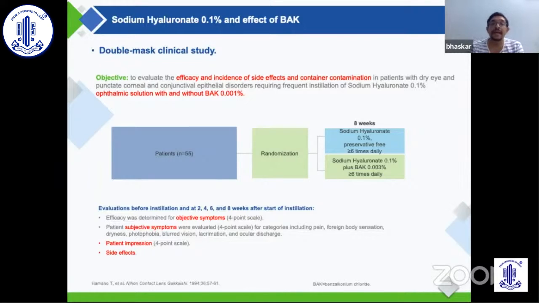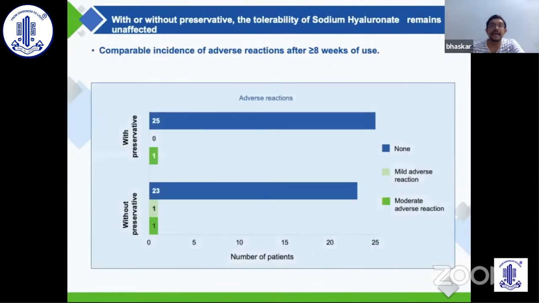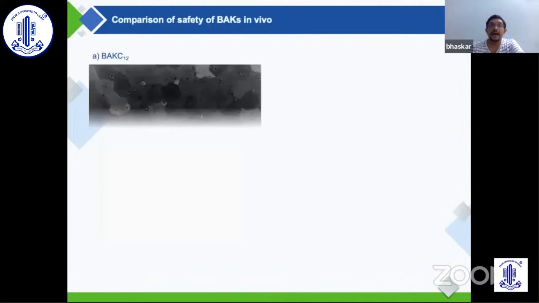So this study looked at the use of preservative-free sodium hyaluronate versus sodium hyaluronate with BAC, which is a preservative, at about 0.003%, and the dosage was more than 6 times a day. Again, the outcomes were objective improvement, subjective improvement, and the patient impression, along with the side effects. The side effects in eyes with preservative and without preservative at a concentration of 0.003% were almost similar. So at such a low concentration of BAC in these eyes, it was not making a significant difference to the ocular surface.